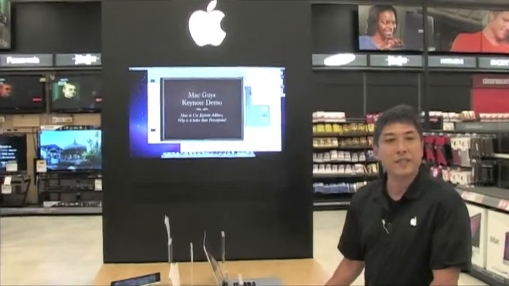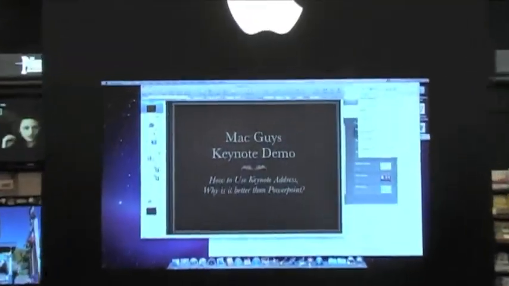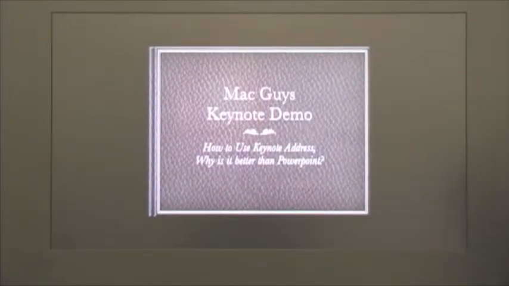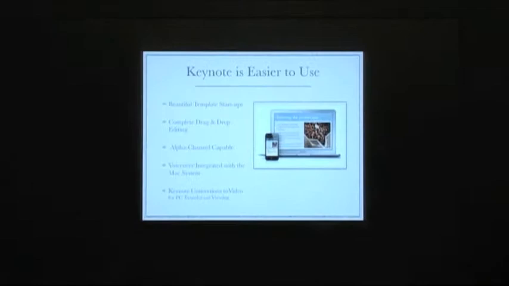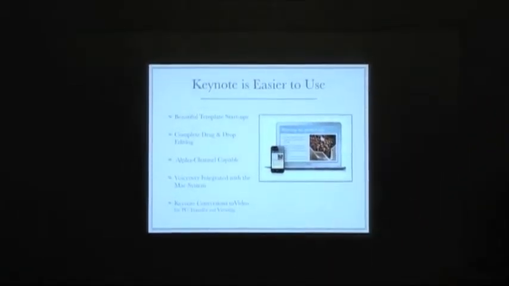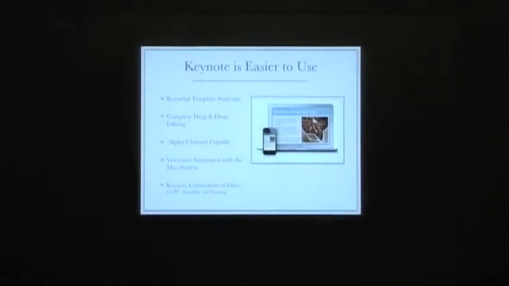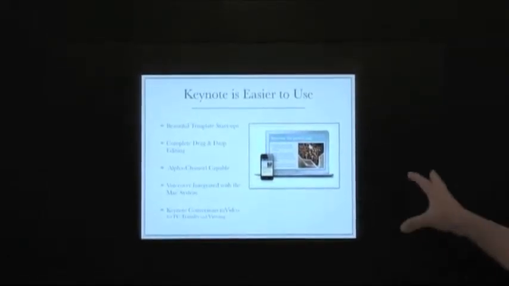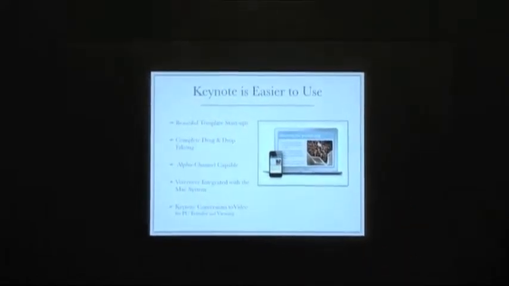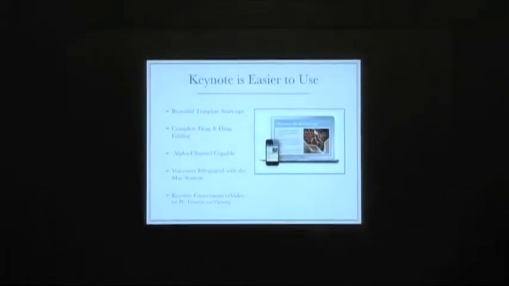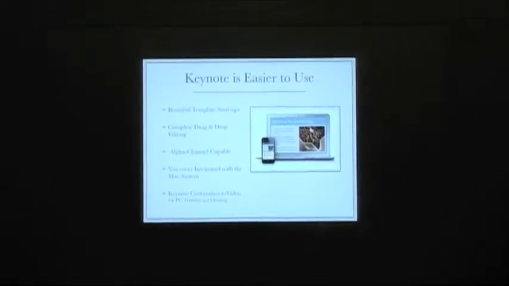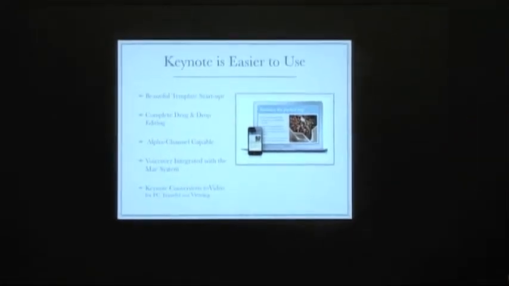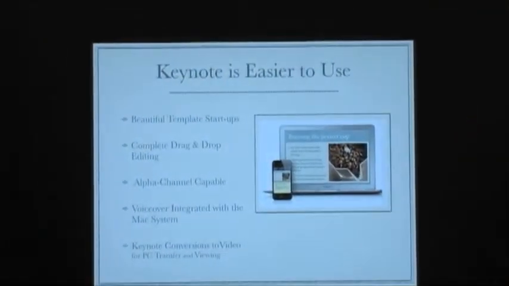I'm going to use as many different types of transitions today as possible. So this is our Keynote, and it comes with beautiful templates to use. Keynote is easier to use because it has beautiful startup templates. It has completely drag and drop editing. If you drag a picture in there, you can actually position it as such. It has alpha channeling capability. What is alpha channeling? Alpha channeling is used to, say if you have a person on a solid image, you can actually cut the background out or select certain colors and cut that out.